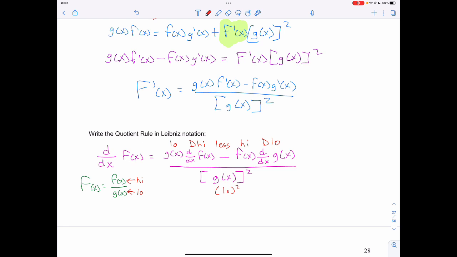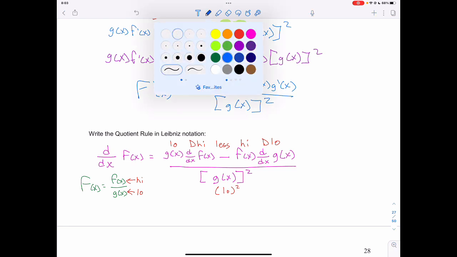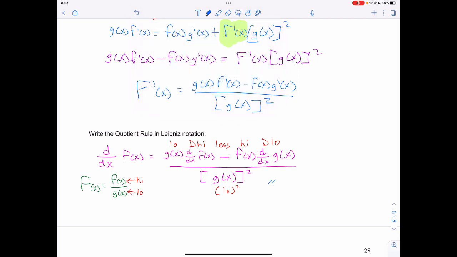Or, as Ms. Malmstrom said to me, low d high less high d low, draw a line and squared below.